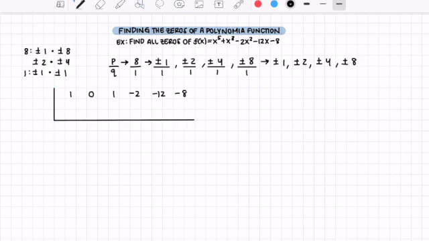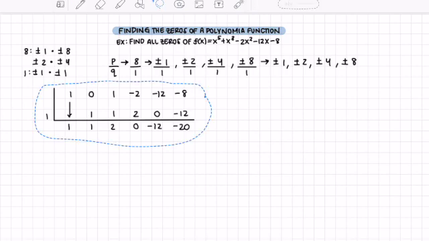And then on the side, I'll try out x equaling 1 first. So I'll use positive 1, see if that works out. Drop down my 1, and then this becomes 1, 1, 2, 2, 0, 0, negative 12, and this just becomes negative 12. So this one definitely doesn't work since we get negative 20 as our answer. Let's try out negative 1 and see if that works.